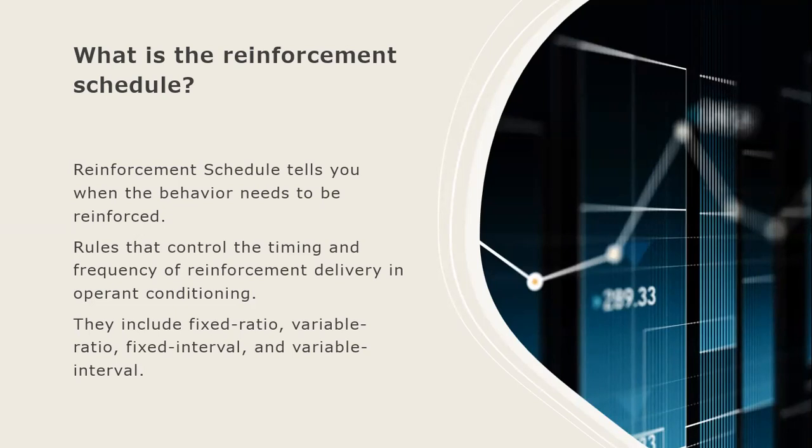Same thing with the kids. If I'm working, I'm not getting praise, I'm not getting my stickers or whatever reinforcement that I had for that day, I'm not going to be as compliant when you want me to do something. So keep that in mind too. So, rules that control the timing and the frequency of the reinforcement delivery, and operant conditioning. We'll go over operant conditioning later. And this includes fixed ratio, variable ratio, fixed interval, and variable interval. And we will go over those in more detail at a later time.